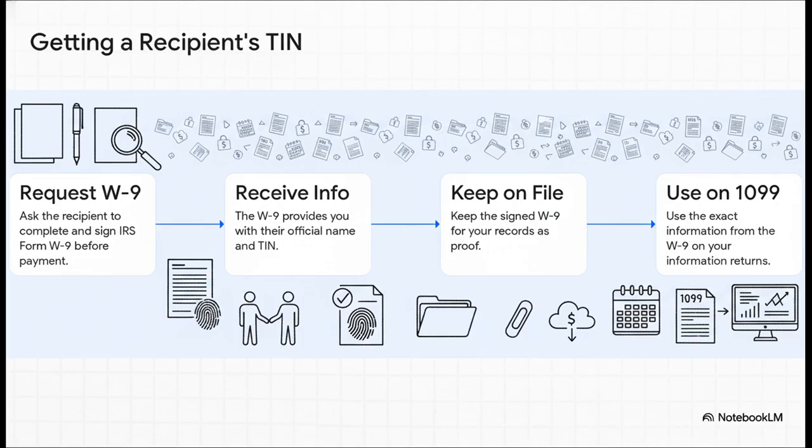Here's the rule you should live by. No signed W-9, no payment. Period. Have every single contractor fill one out before you pay them a dime. It gives you their official legal name and their TIN, signed and certified. Keep that W-9 on file. It's your absolute best defense against problems later on.